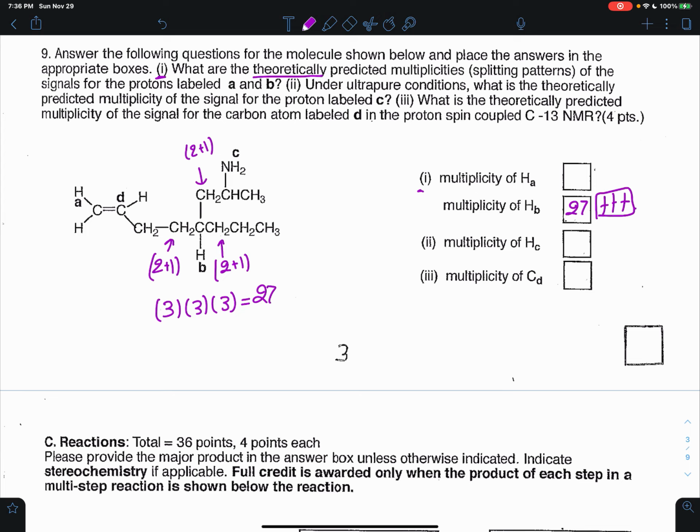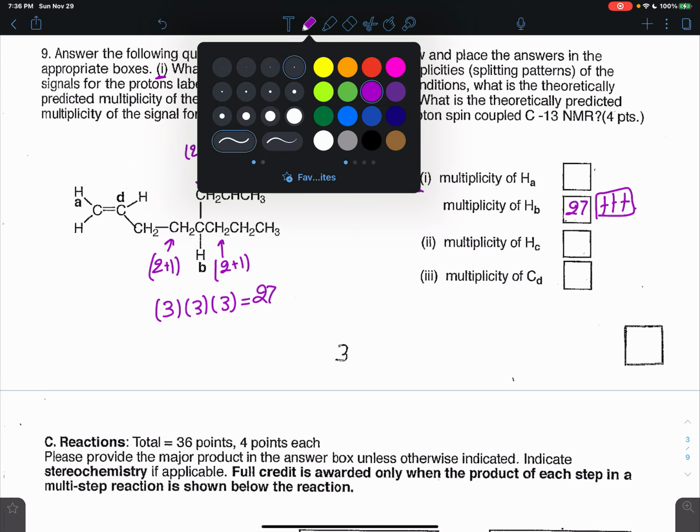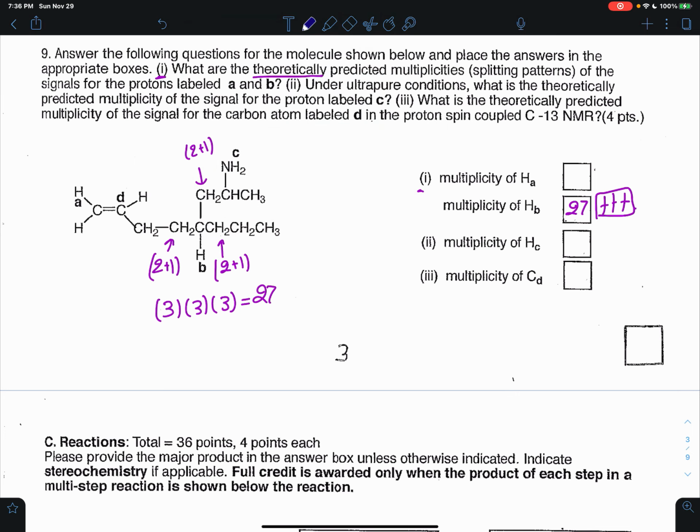Now HA is a little bit different. The reason why is that there is a double bond, and that double bond plays a major role. You see, when you look at HA, this HA is syn with a hydrogen, and this hydrogen, the bottom part, is syn with this huge molecule. So this hydrogen is actually different than HA, so I have to have its own n+1.